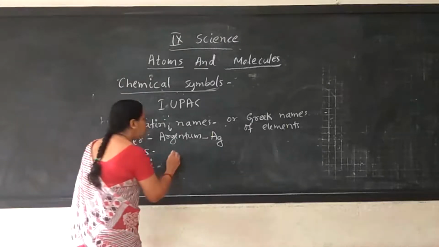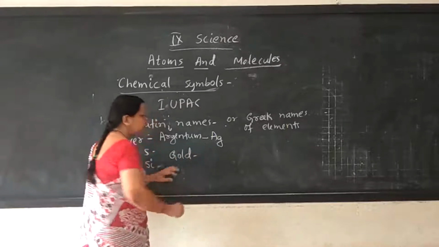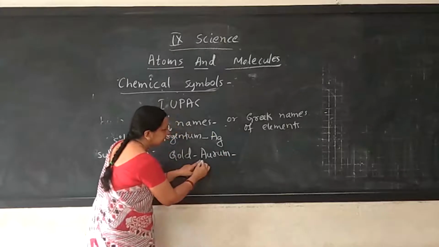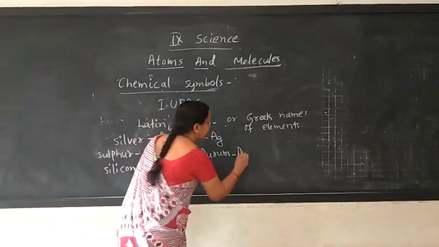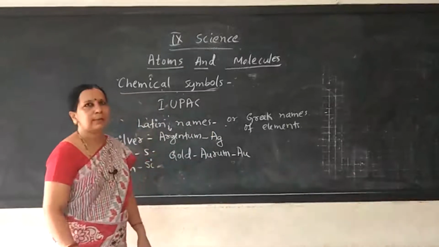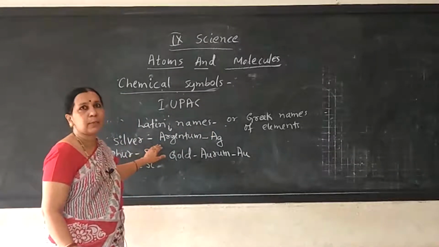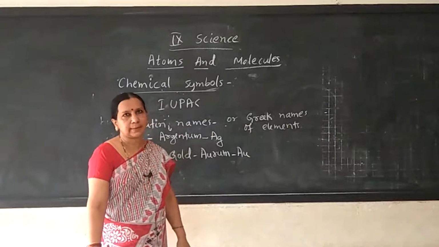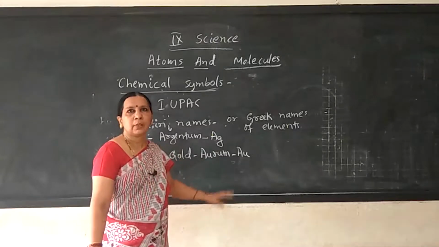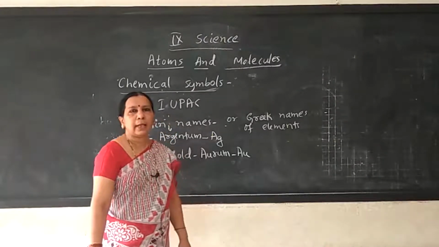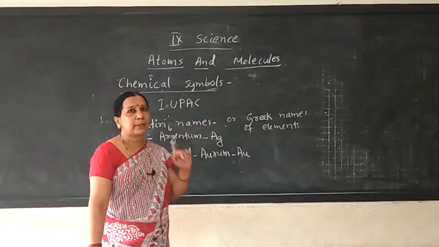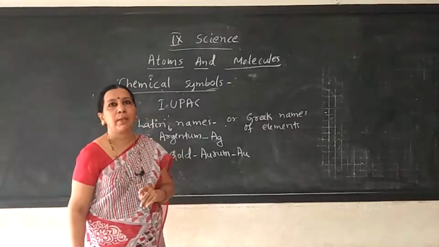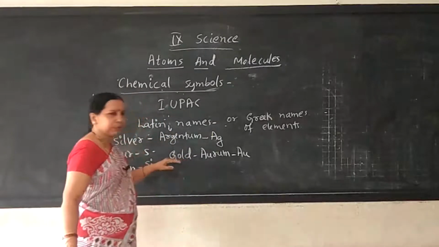The same way, gold. Its Latin name is aurum, and we write the symbol as Au. First letter capital, next letter small. Like this, there are many such elements for which we consider Latin or Greek names. For example, Pb, plumbum. We write Pb as the symbol. And potassium: P is already the symbol of phosphorus, so we cannot write it. We use the Latin name, K. Like this we write the symbols.